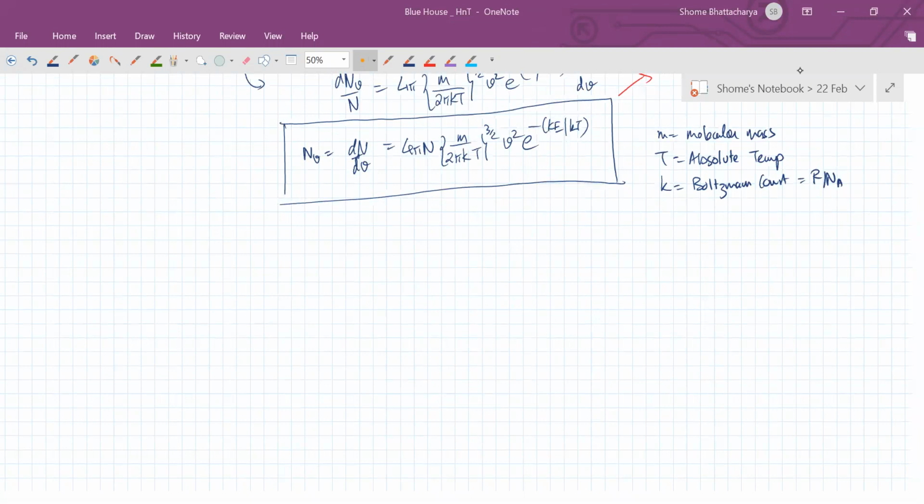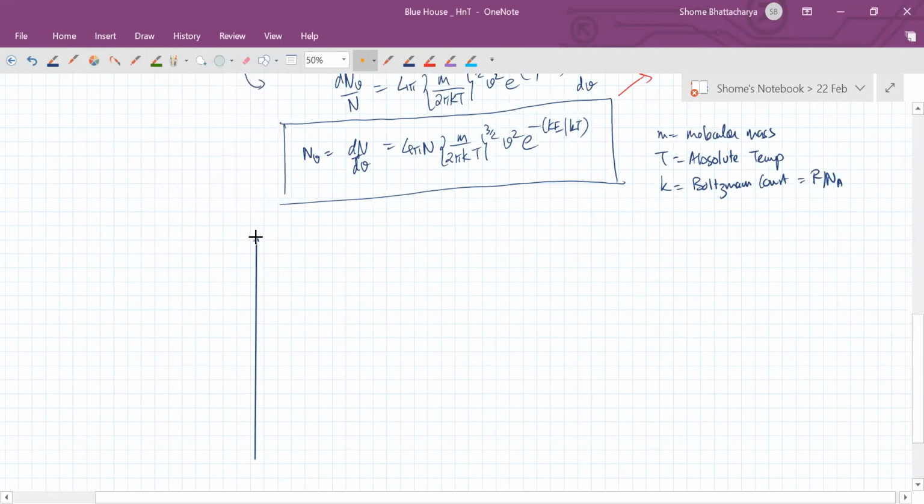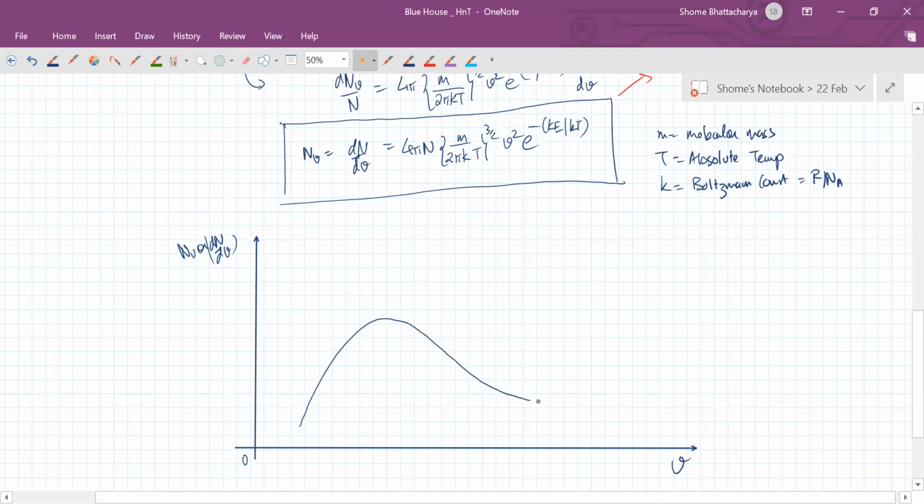Okay, so now let me explain what the graph of the Maxwell distribution curve denotes. So the graph of Maxwell distribution curve is actually nv or dN by dv with respect to v, and at a particular temperature, if we plot the graph, it comes out to be a curve like this. It is asymmetric. It has a peak at a particular value. So let's say this is at temperature T1. So first of all, you can see that this is the most probable speed.